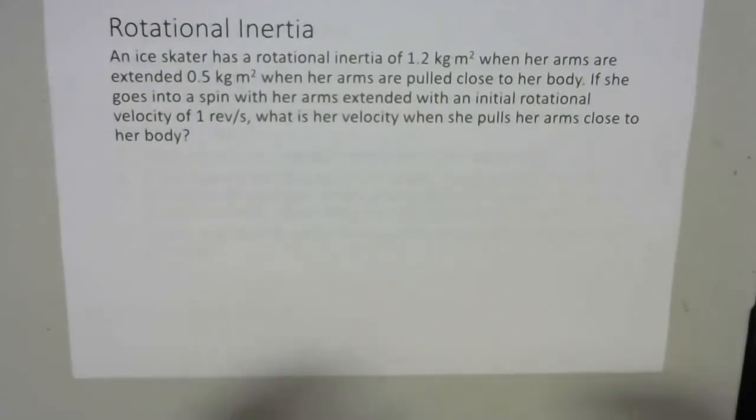Now, here's a case where you've got an ice skater, rotational inertia 1.2 kilogram meters squared when her arms are extended, and 0.05 kilogram meters squared when her arms are pulled close to her body. So the rotational inertia is going to go down, she's going to spin faster. So if her initial rotational velocity was 1 revolution per second when she pulls her arms in, how much faster is she going to spin?